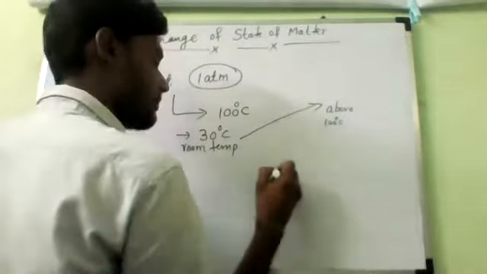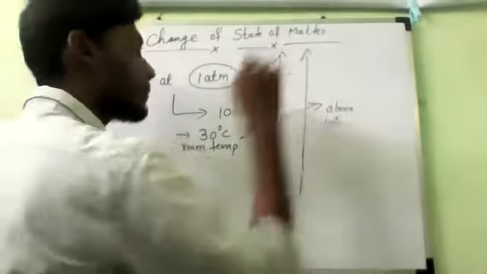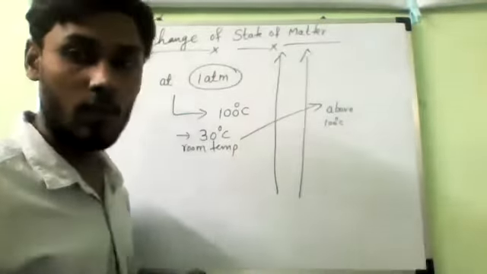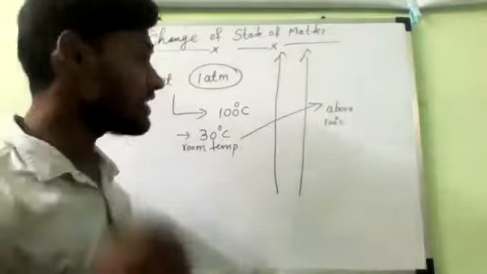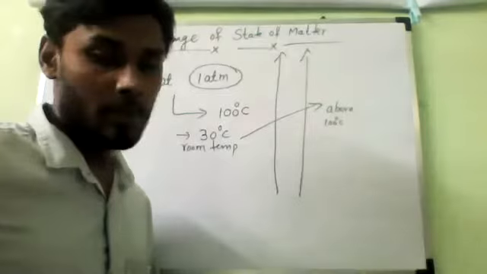Rising the temperature from 0 degrees to 100 degrees is a very, very long process, and we have to burn a lot of fuel. We have to burn a huge amount of gas. Yes, sir. So this is the general method to produce steam.